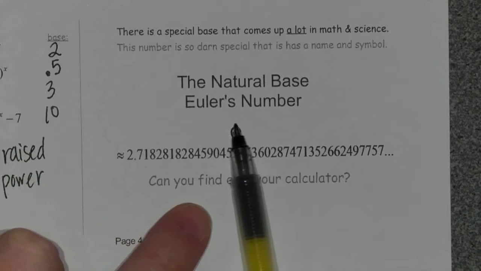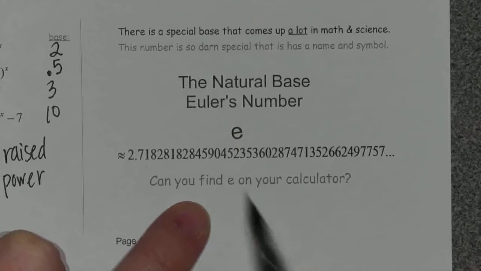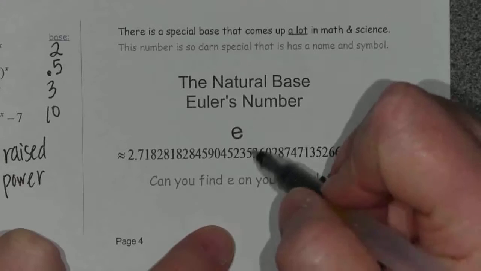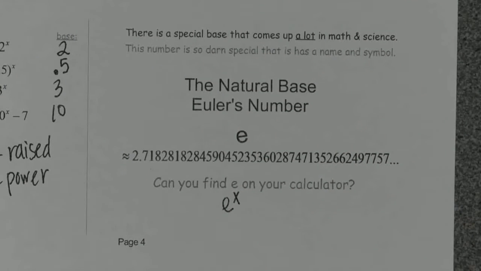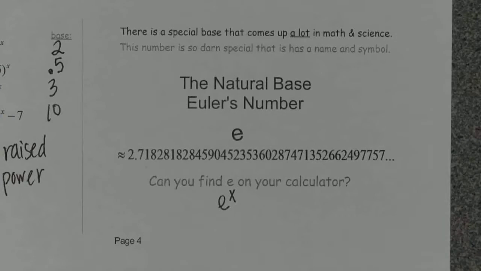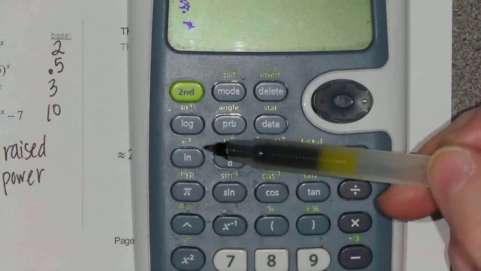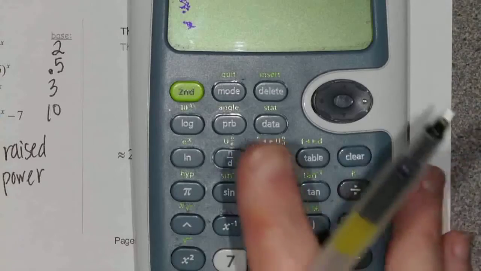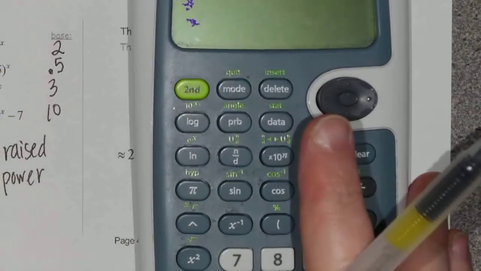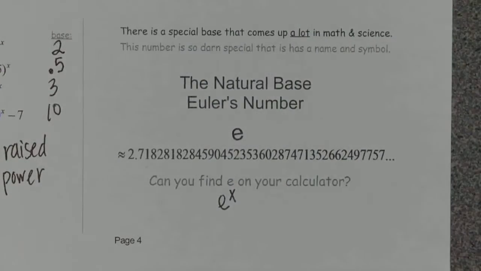Okay, can you guys find an E key on your calculator? It looks like e to the x. Did you find it on your calculator? It's in the little green. It's right above the ln key. And we're going to do ln in a couple of days, so look forward to that. But your e to the x key is on the calculator. We're going to show you how to use that in just a minute, okay?